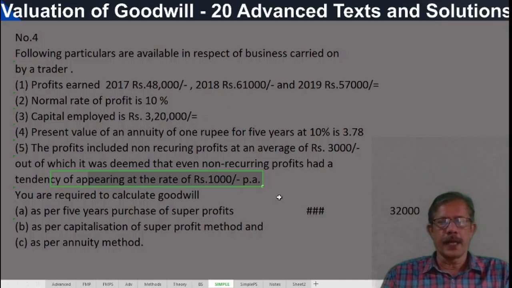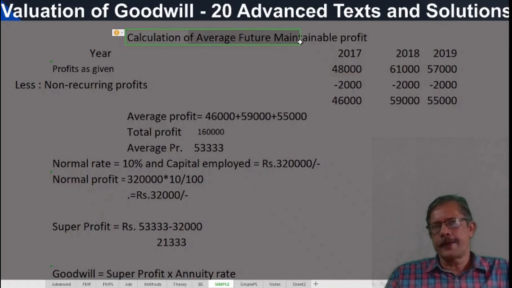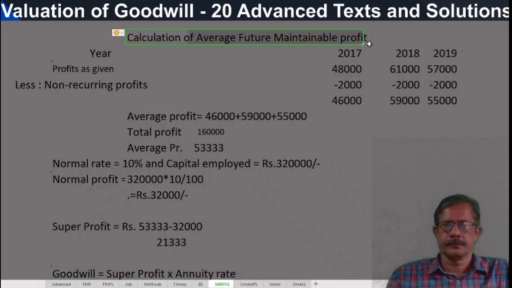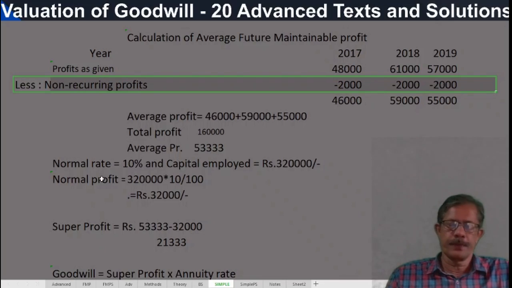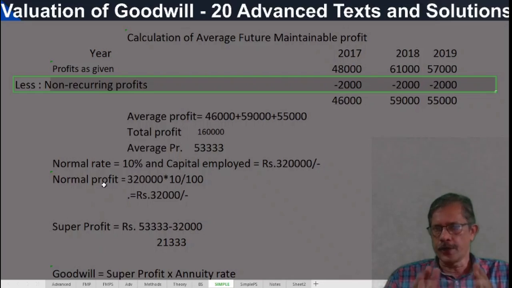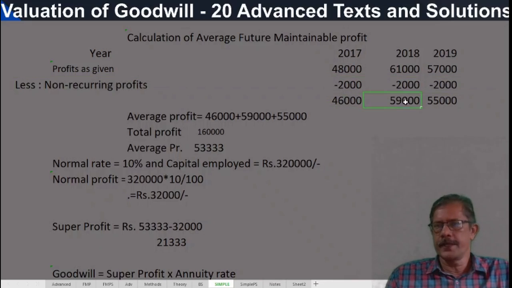Non-recurring profit is 3,000 and out of this 1,000 rupees may recur in the future. So calculation of average future maintainable profit. The profits already given are 48,000, 61,000 and 57,000. Less non-recurring profits. 2,000 rupees should be deducted. 3,000 is the non-recurring profit, but the question says specifically that out of 3,000 rupees, 1,000 rupees has a tendency to recur. So here non-recurring profit is only 2,000. So deduct 2,000, we will get 46,000, 59,000, 55,000.